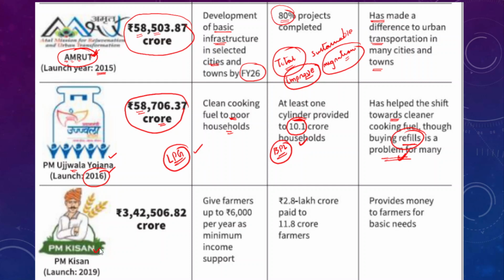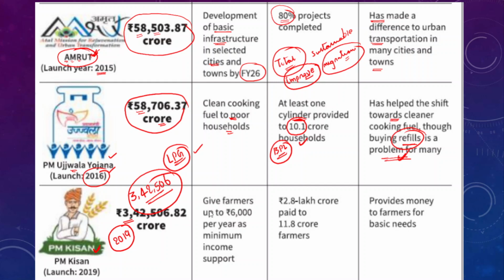So PM Kisan Yojana, the government has also launched PM Kisan. So it was launched in the year 2019. Okay, so PM Kisan was launched in the year 2019 and the government has allocated around 3,42,506. Okay, this much of amount has been allocated by the government.